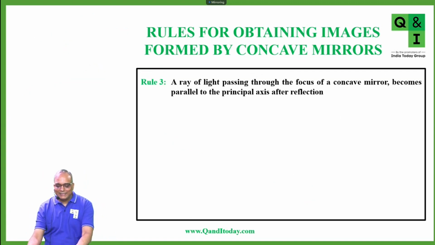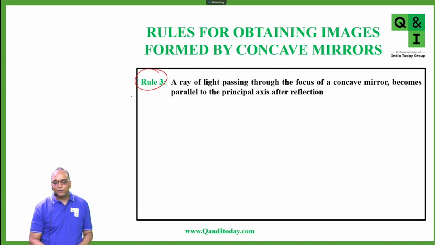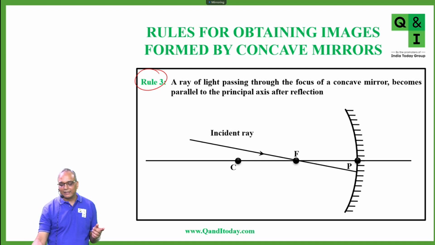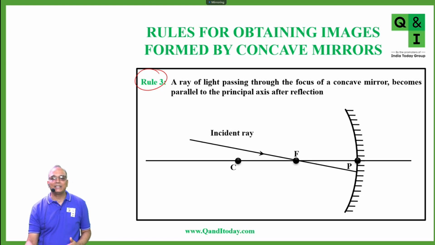So let's see rule 3, students. What is rule 3? It states that a ray of light passing through the focus of a concave mirror becomes parallel to the principal axis. This is opposite to rule 1. In rule 1, when the incident light ray was parallel to the principal axis, after reflection, it passed through the focus.